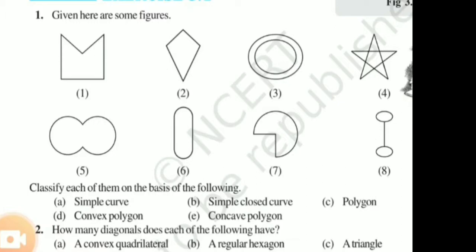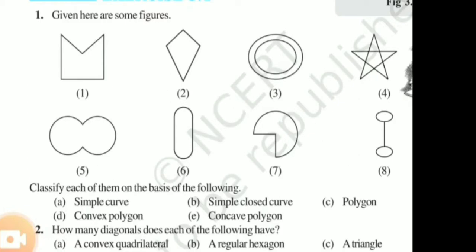Okay. Next one, convex polygon. So second figure is a convex polygon. Why? Because here all the internal angles are less than 180 degrees. Okay. And the last one, concave polygon. So first figure is a concave polygon because here one angle is a reflex angle. Okay. Means one angle measures more than 180 degrees. Okay. Now let's see the question number 2.